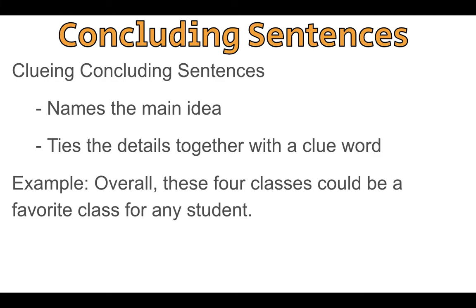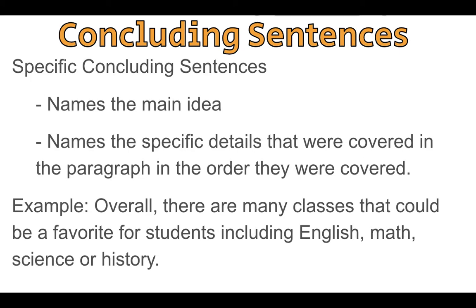Then there is cluing. It names the idea and ties the details together with a cluing word. So, overall, these four classes could be a favorite class for any student. Notice how I used the word for. That tells me that it's a cluing sentence, and so you can use that as well. And then the specific ones, it actually names the main idea and the actual details that are usually in those lead-out sentences. Overall, there are many classes that could be a favorite for students, including English, math, science, or history.